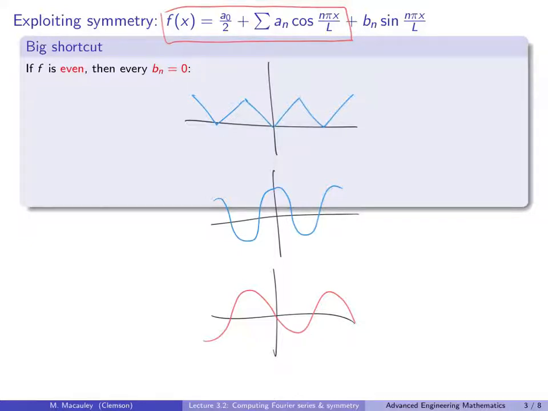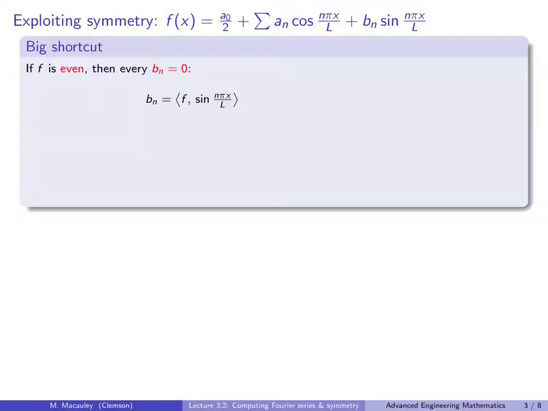But let me show you the algebraic reason. So b_n, by definition, is the inner product of f with sine of n pi x over L, which, given our definition of inner product, is 1 over L times the integral from negative L to L of f of x times sine of n pi x over L.